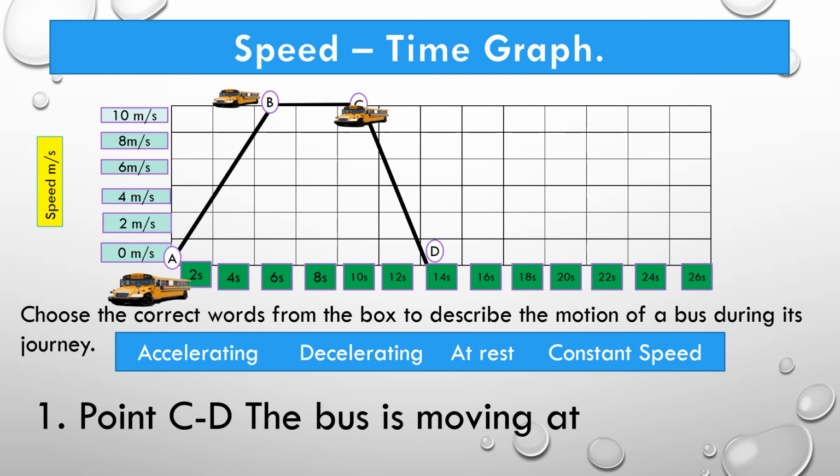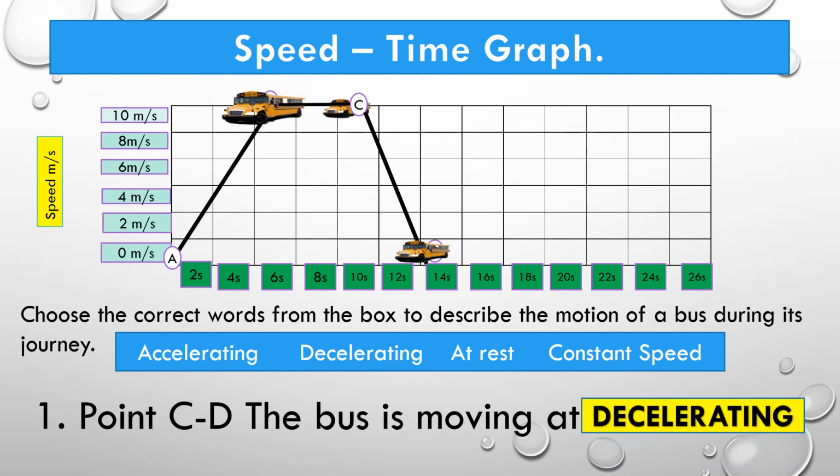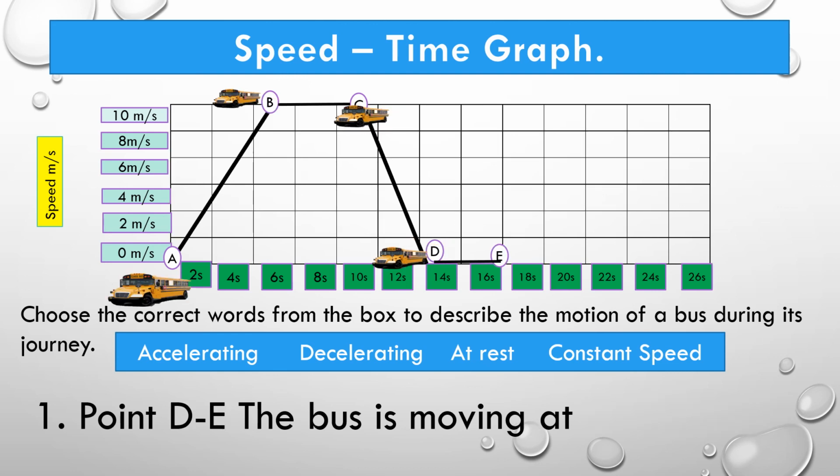Next. So, from A to B, accelerating. From B to C, constant. Bumaba. From C to D, what is the motion? Decelerating. Very good. It is decelerating. Okay, next. From point D to E, again, from A to B, tumaas siya, it is accelerating. From B to C, nagpantay lang, horizontal, it is constant. From C to D, sabi ninyo, decelerating, bumaba. What about from point D to E?